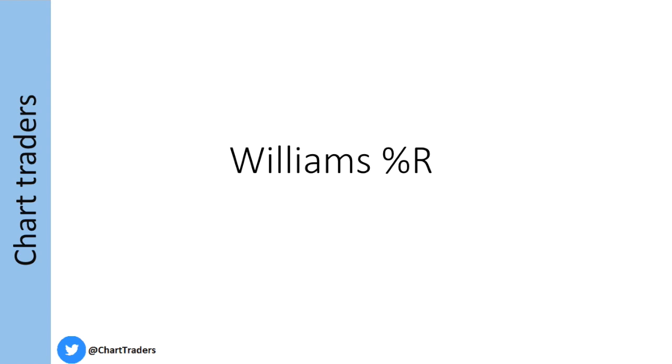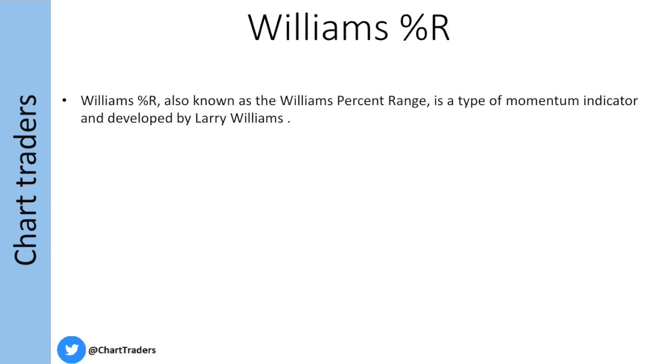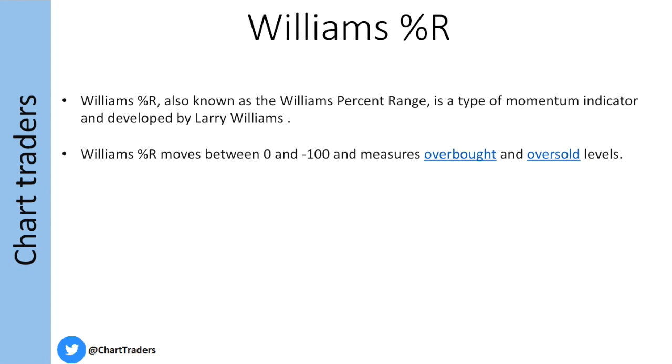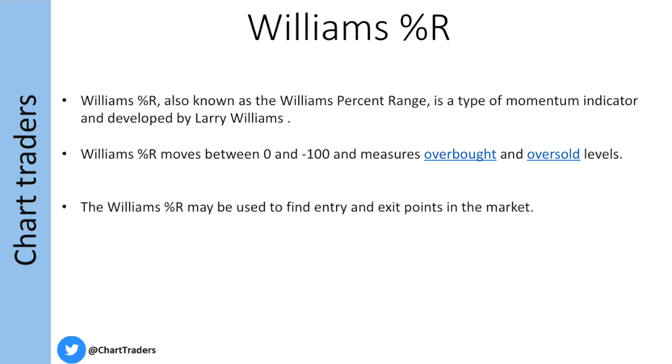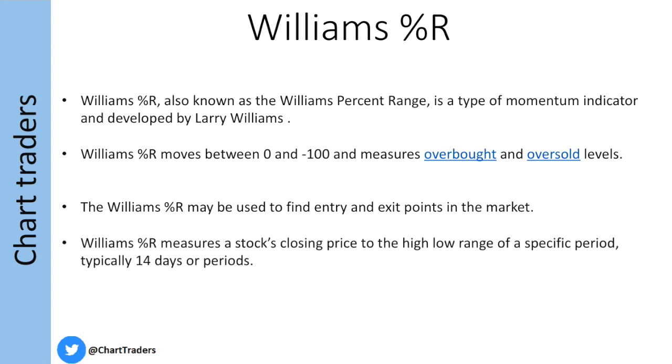So let's get started. It is also known as Williams Percentile Range, and it is a momentum indicator developed by Larry Williams. It moves between 0 and -100, and it measures the overbought and oversold levels. The Percentile R may be used to find entry and exit points in the market. Most important, it measures a stock's closing price relative to the high-low range of a specific period.